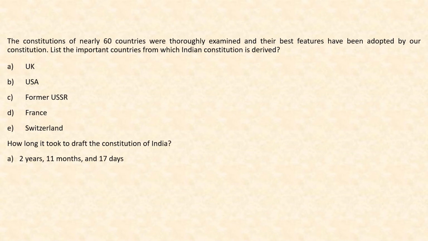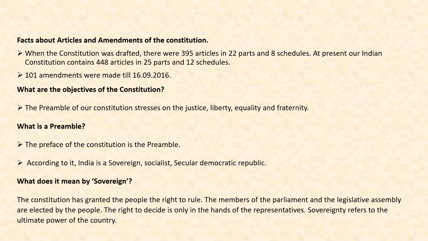Facts about articles and amendments of the Constitution. When the Constitution was drafted, there were 395 articles in 22 parts and 8 schedules. At present, our Indian Constitution contains 448 articles in 25 parts and 12 schedules. 101 amendments were made till 6/9/2016.